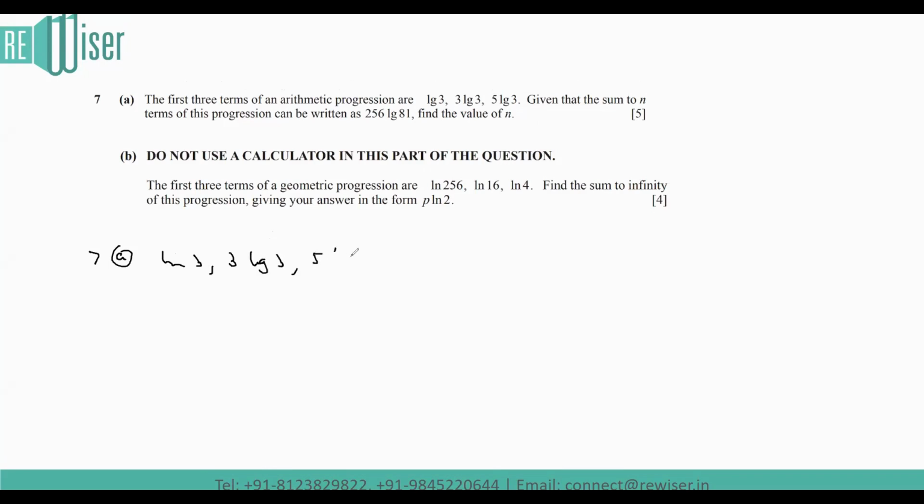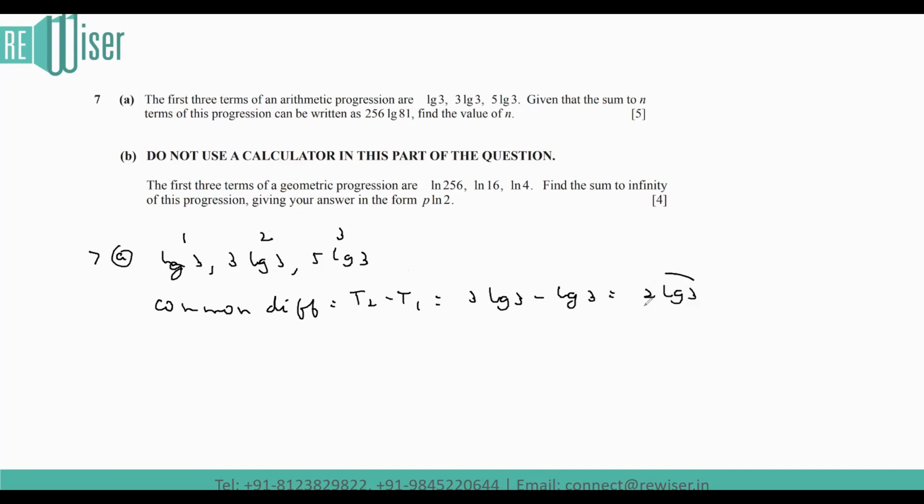and 5 log 3. So this is my first term, this is my second term, and this is my third term. If I'm finding the common difference of this series, we are doing second term minus the first term. So that means 3 log 3 minus log 3. So we got 2 log 3. That's my common difference, which we write as d.